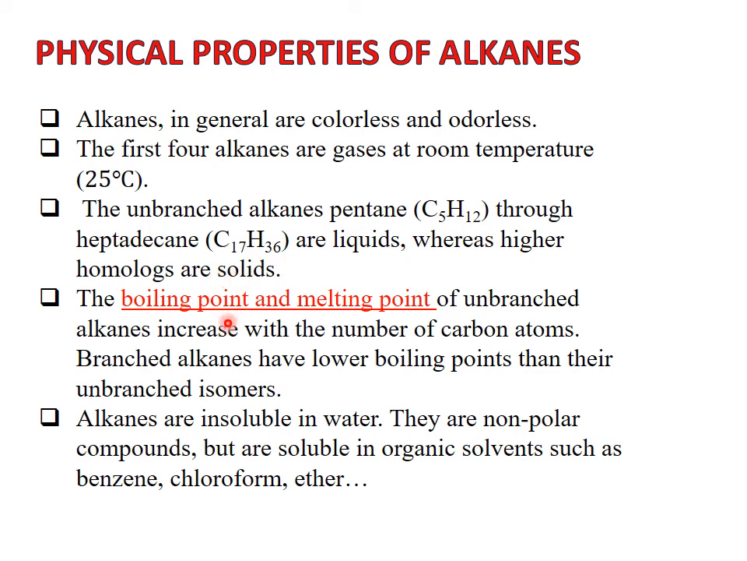Now let's talk about the boiling and melting point of a straight chain alkane. As the number of carbon atoms increases, the boiling and melting point increase. While if you have to compare the boiling point of a straight chain alkane and its branched isomer, the boiling point of an unbranched alkane, a straight chain alkane, is higher than that of its branched isomer.